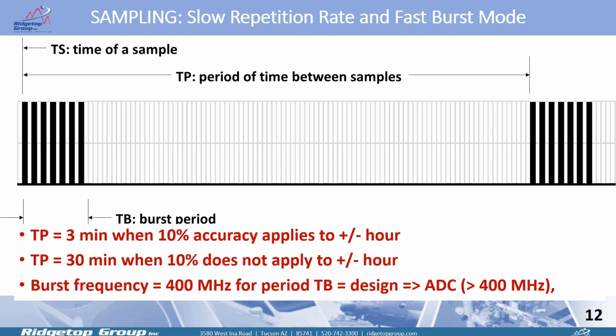Burst frequency, though, we really need to sample at 400 megahertz. Well, wait a minute. If I'm going to sample at 400 megahertz for some period, my ADC, my analog to digital converter, also has to be able to process data at that rate. So in other words, it would do me no good to sample a node in a burst mode of 400 megahertz using a 1 megahertz ADC. It's inconsistent. It's not going to work.